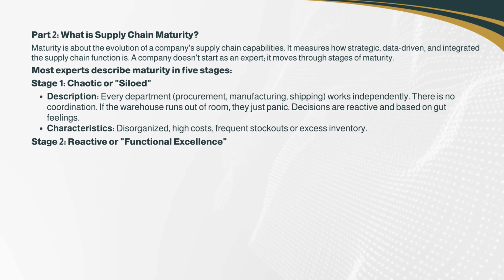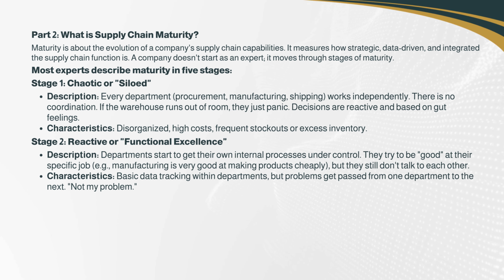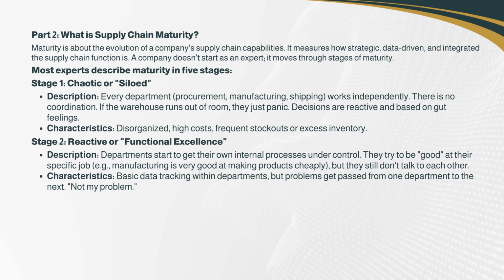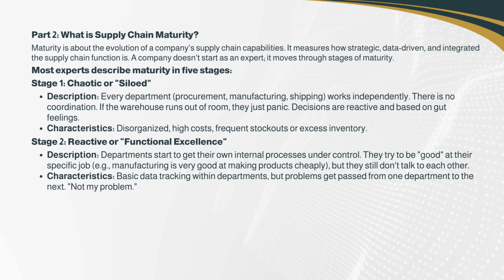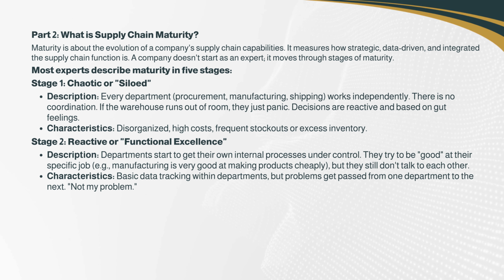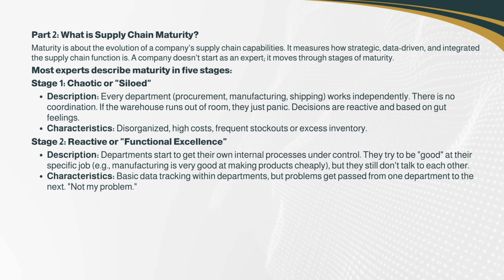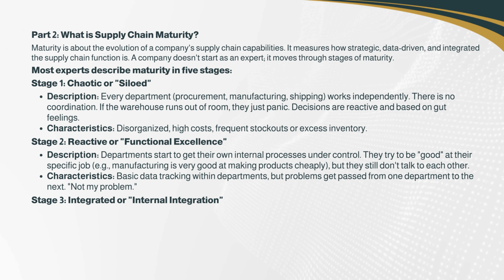Stage 2. Reactive or functional excellence. Description: departments start to get their own internal processes under control. They try to be good at their specific job, e.g., manufacturing is very good at making products cheaply, but they still don't talk to each other. Characteristics: basic data tracking within departments, but problems get passed from one department to the next. Not my problem.